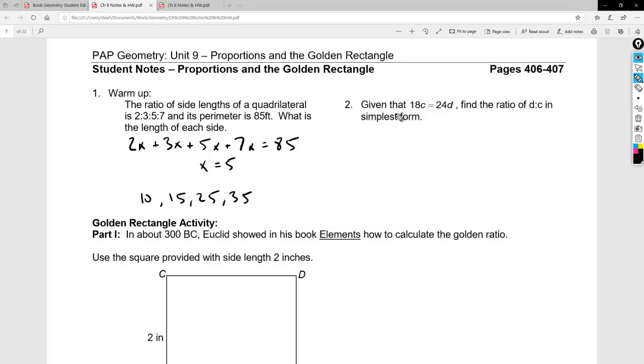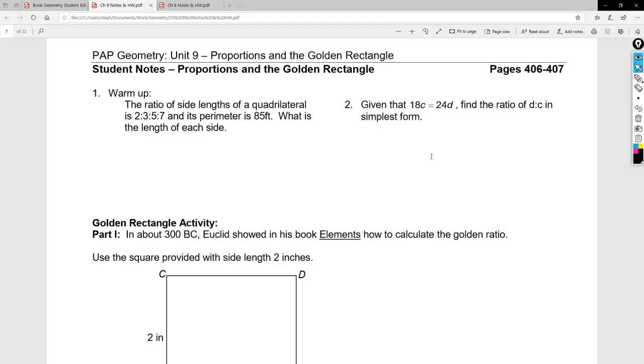Okay, next, they say that given 18c is 24d, they want me to find the ratio of d to c. So they're asking me to solve for d to c. Okay, in order to do that, I can divide both sides by c, divide both sides by 24, so I get 18 over 24. So that reduces to 3/4.